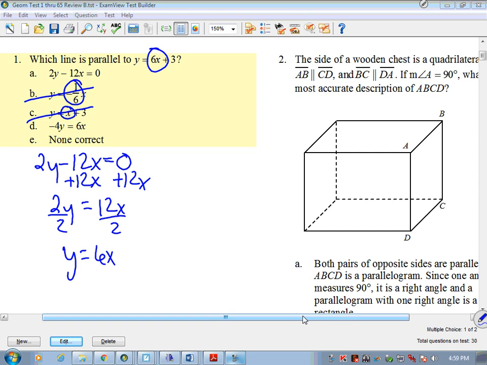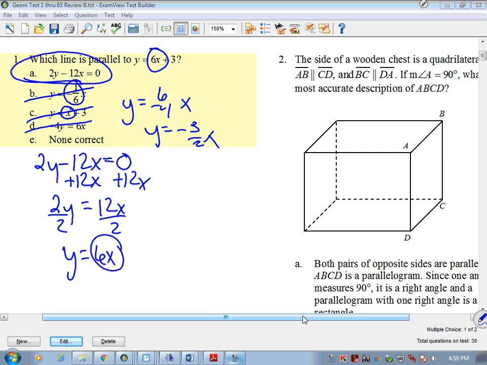That's enough. I mean, if we do D, what we'd end up with is y equals 6 divided by negative 4. So 6 over negative 4x, which is y equals negative 3 halves x. So that's not going to be right. But because this is 6x, our answer is going to be A, because the slope comes out the same.